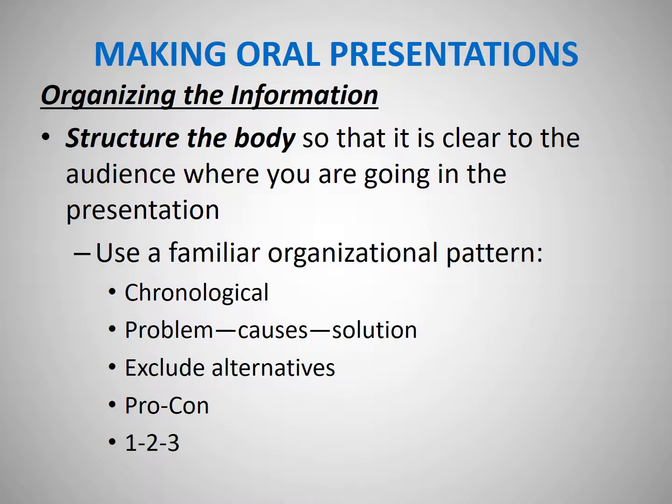The exclude alternatives we've spoken about before. You put out the problem, and then you talk about several different ways it could be solved, but you take each one and you talk about why it won't work until you get the one that you actually want your audience to accept. The pro-con, we've talked about that before. You put out an alternative answer to the question or solution to the problem, and you say what are its strengths, what are its weaknesses, and then you end up by saying which one is the best alternative.